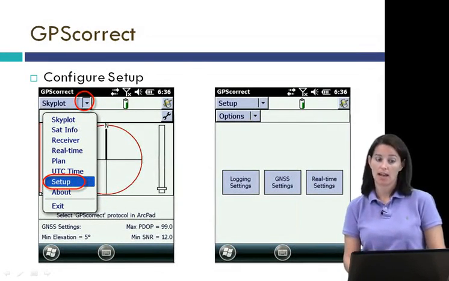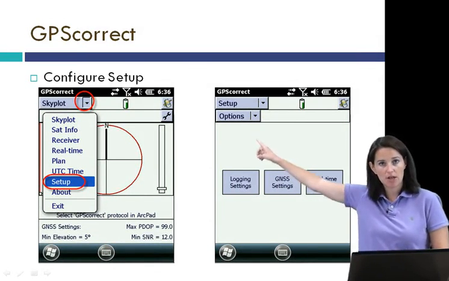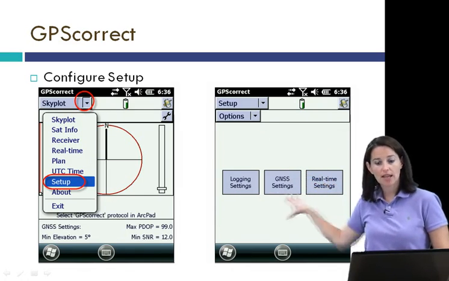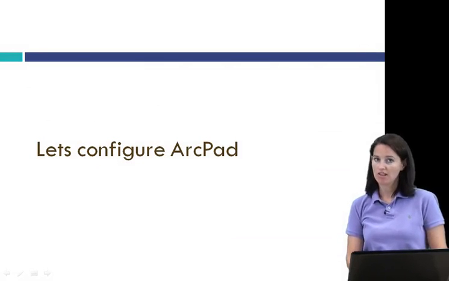All right, GPS Correct. When you first start up GPS Correct, it always starts up on the SkyPlot screen. You'll tap on SkyPlot and go down to Setup, and then this is your setup. We'll go over these settings as well. And let's go ahead and do that right now.